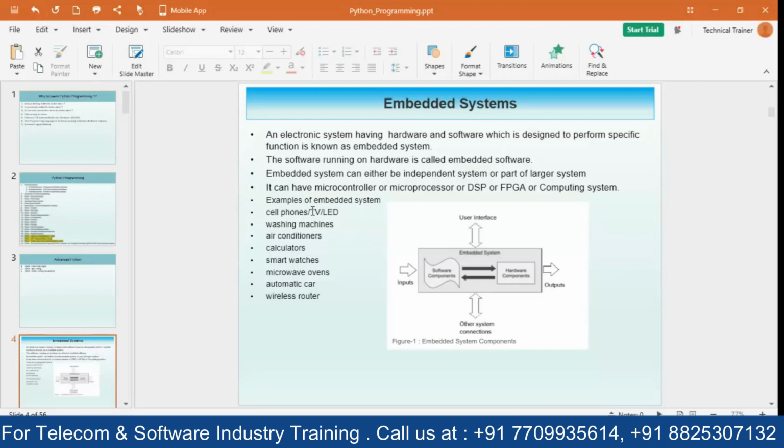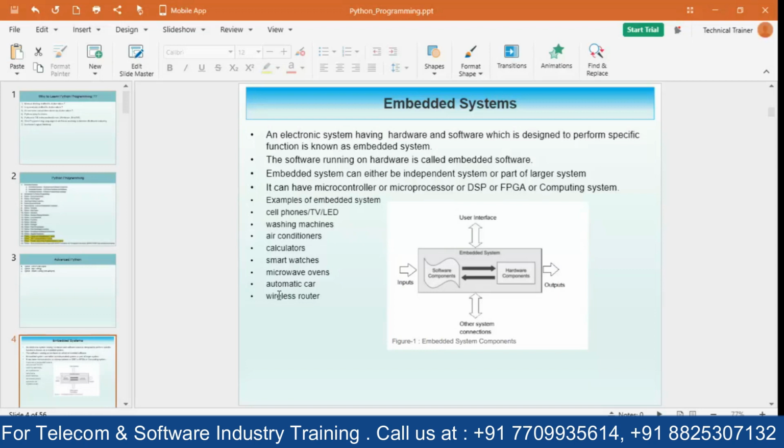For example, an embedded system is a cell phone. Yes, it is hardware plus software. Yes, a TV too. Washing machine, yes, because it has software plus hardware, right? And AC, yes, it also has it, because you see the number displaying on it. It's software, right? Some sort of microcontroller software is written on that. That's why a calculator is obviously an embedded system. A small part is software. Microwave oven, yes. Automatic car, yes.